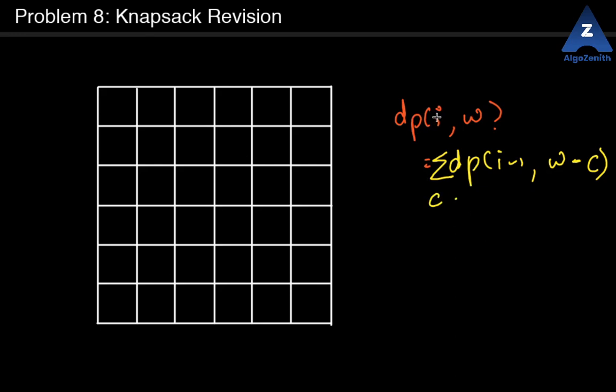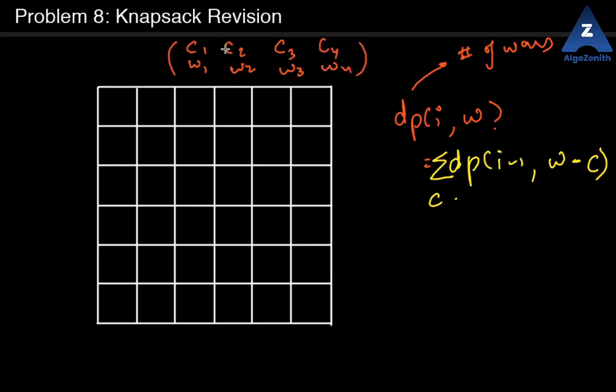So let's say this DP of I comma W means the number of ways with the first I elements. Now what is this I element that I'm talking about? It's C1 W1, C2 W2, C3 W3, C4 W4. So this is our new problem, that this I can be only up to 450 and this W would be up to 10 to the power 5. So C1 number of W1 weights are there.